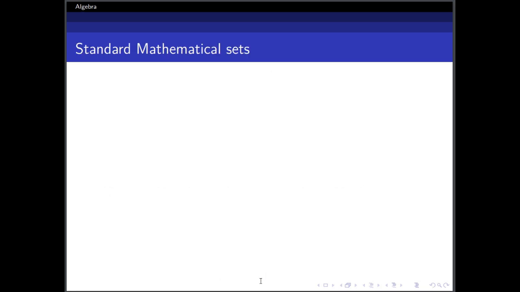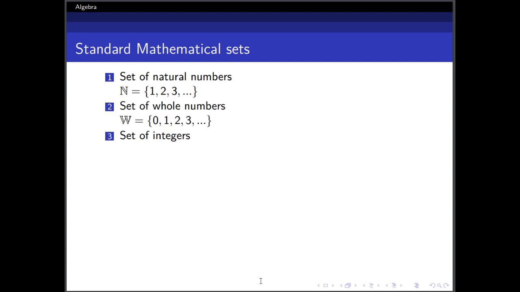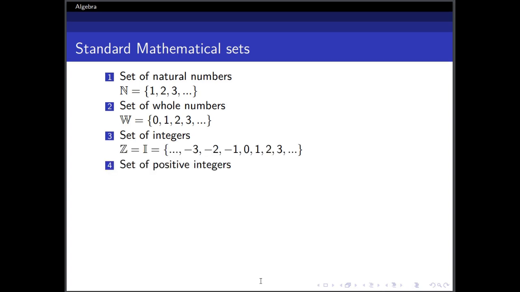There are some standard mathematical sets. First is the set of natural numbers. It is denoted by script N, and elements are 1, 2, 3 up to infinity. Second one is the set of whole numbers. It is denoted by script W, and it is the set of natural numbers with 0. Then third one is the set of integers. It contains natural numbers, 0, and negatives of natural numbers. It is usually denoted by script Z or sometimes script I, and this is that set.